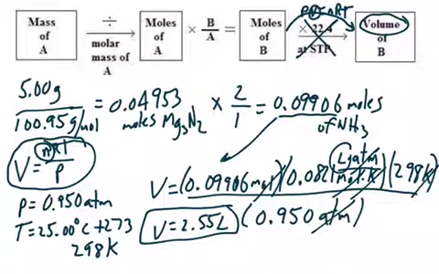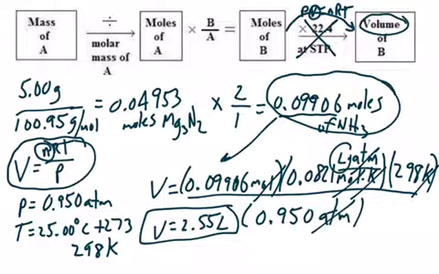So the difference here is we couldn't use 22.4. Had this been at STP, we just get the moles of B multiplied by 22.4 and we are done. All right, so we have one more that we're going to look at.